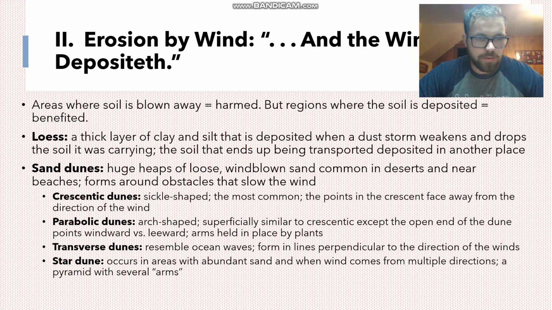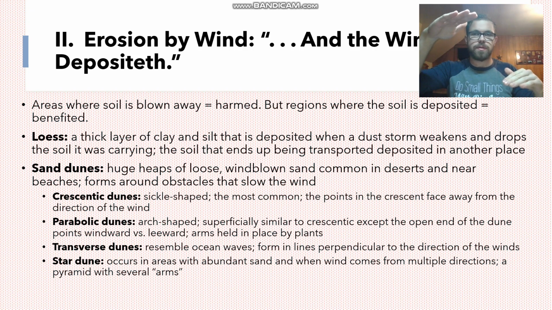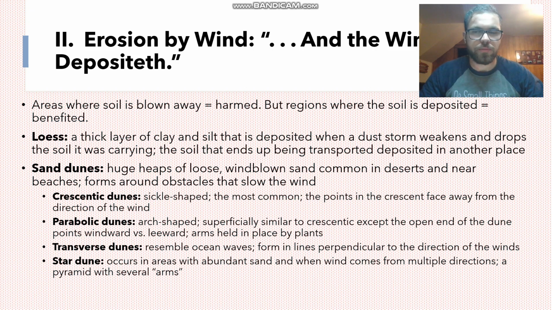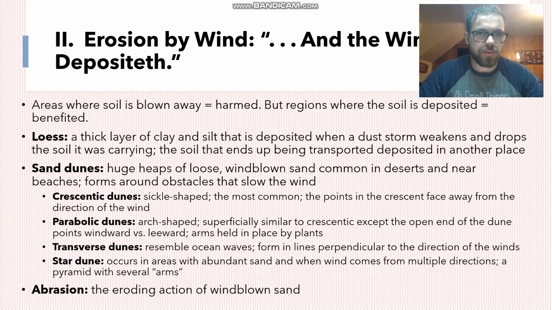And then star dunes is a specific kind of transverse dune, I think, in which you have wind blowing from this direction, this direction, this direction, and this direction. So multiple directions at least, and it ends up having a high point in the middle, kind of like a pyramid, but then you have several arms going out from that middle. That's a star dune.